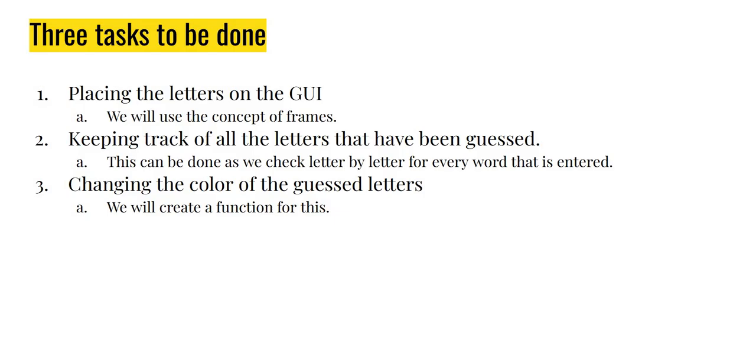Next, we'll have to keep track of all the letters that have been guessed. This is not very hard, in fact, because remember, we are checking for every word letter by letter. So all I need to do is to keep a list and keep track of which letters have been guessed previously. And once having done that, we must change the color of the guessed letters. So I change the foreground color as well as the background color just to indicate that they have been used. And this can again be done using the information from here. Let's say in a list, we create a function to do this. So, lots of steps. We'll have to do this in a step-by-step manner. Otherwise, we'll end up in some kind of confusion.